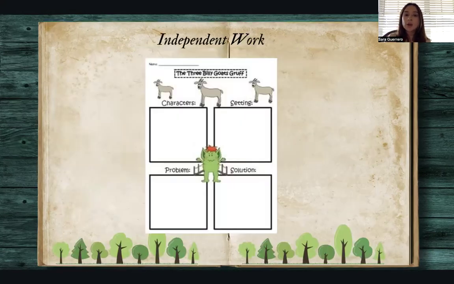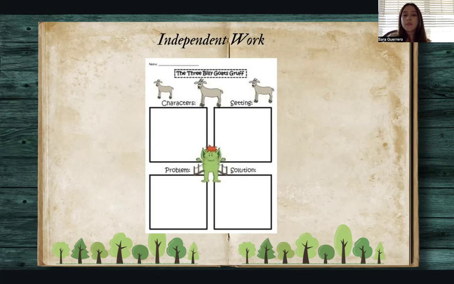Okay, now on your own, you will be completing the independent work, the Three Billy Goats graph. We have characters. You can write or you can draw the characters in the story. We have the setting, problem, and solution. So go ahead and start working on this worksheet and I'll come around if you need any help.